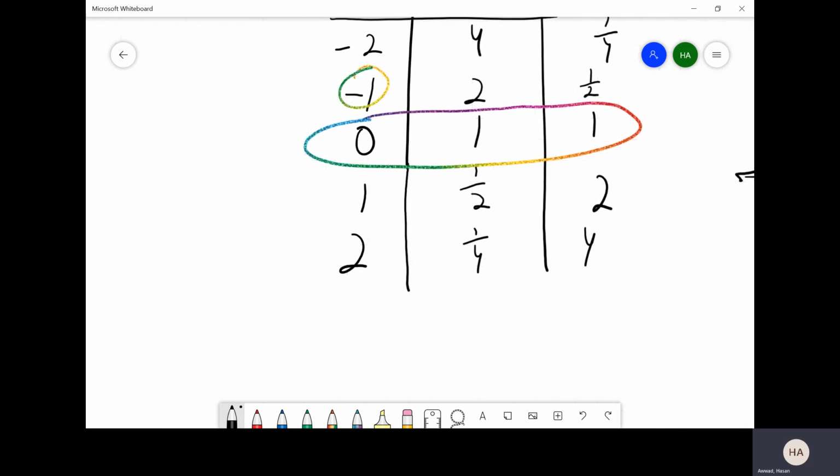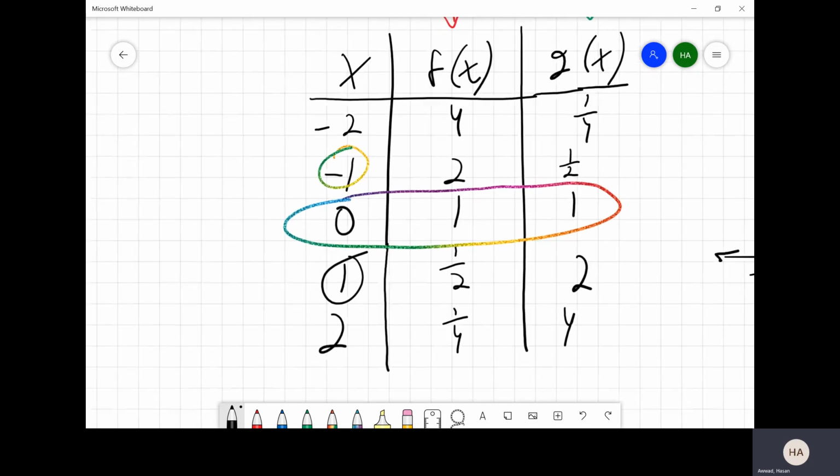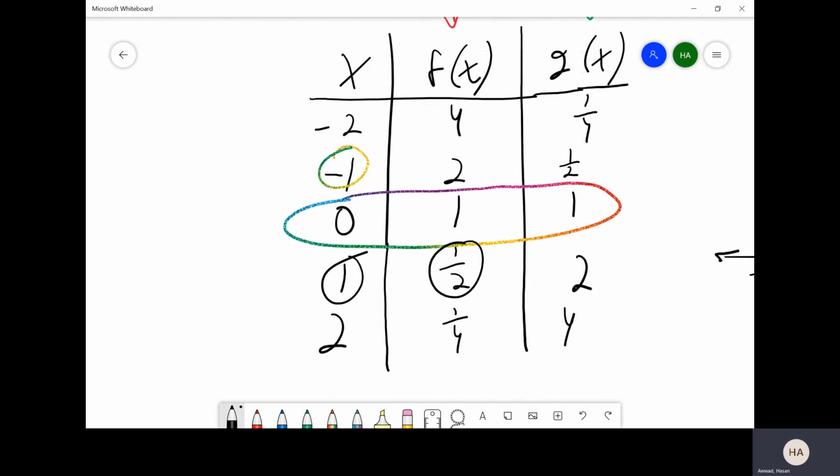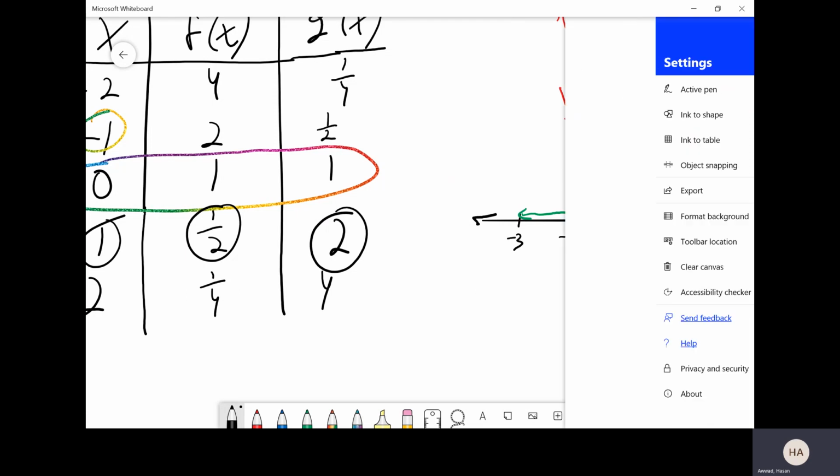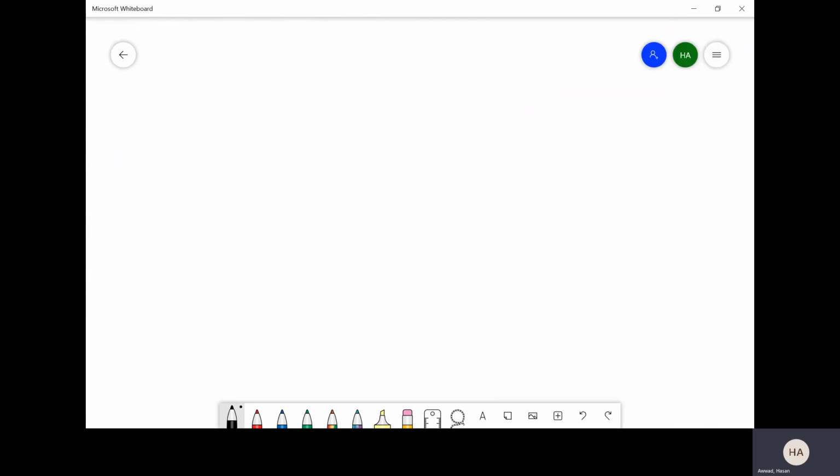And the last point is 1 comma a. So 1 is your input, and a is your output, and a in the case of f of x was 1/2, and a in the case of g of x was 2. So notice that we're getting those points regardless of what your base is. It doesn't matter what your a is, you're always going to get those 3 points on your exponential function graph. Okay, let's go ahead and clear this off here finally.